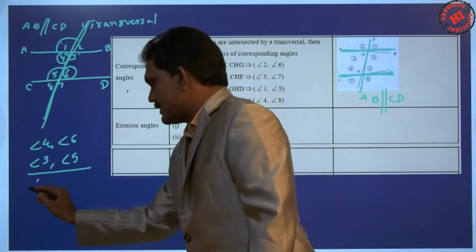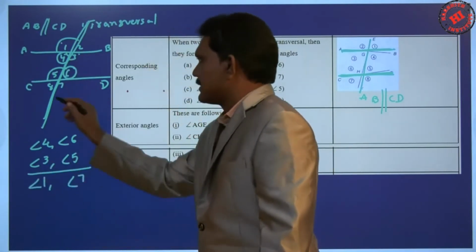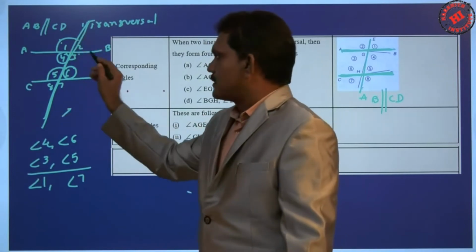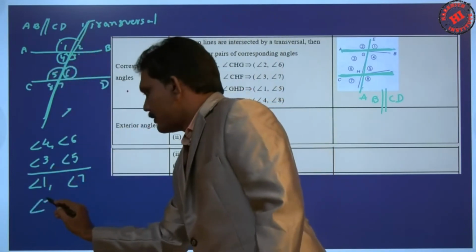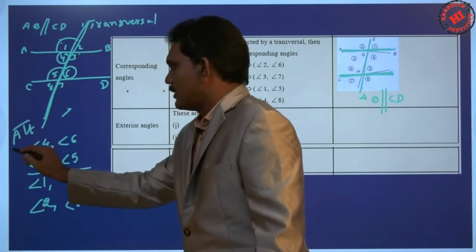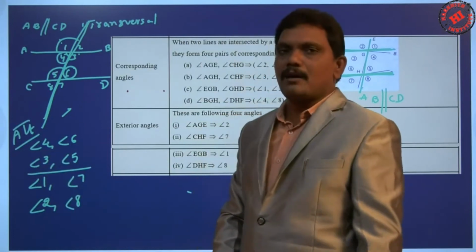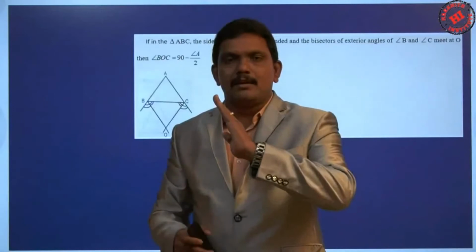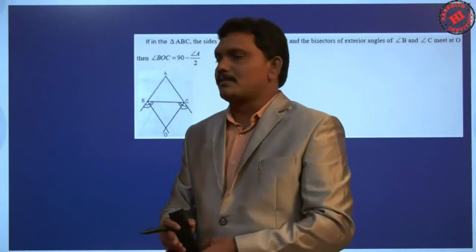Angle 1 and angle 7. They are alternate external angles or exterior angles. And one more pair: angle 2 and angle 8. These are all four sets of alternate angles. The two angles lie on either side of the straight line, that is, the transversal.